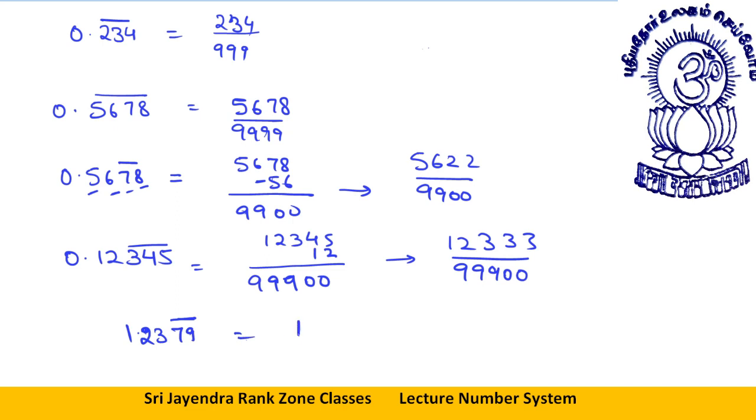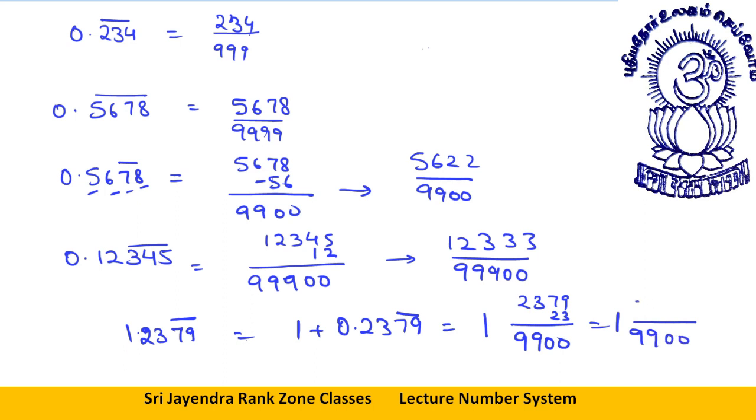So what will happen then? It will be 1 plus 0.2379 bar, or I can say this will be written as 1 separate, over 9900, 2379 minus 23, that becomes 1 over 9900, 237 minus 5, 259 minus 36, like this. This is the number 12356 upon 9900. I'm sure it must be clear to you so far.